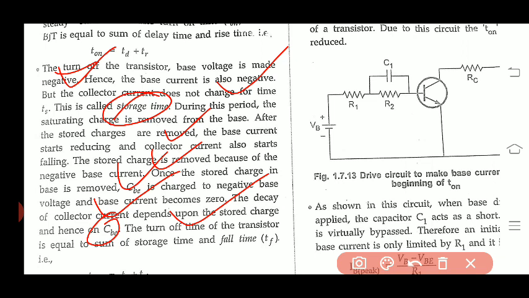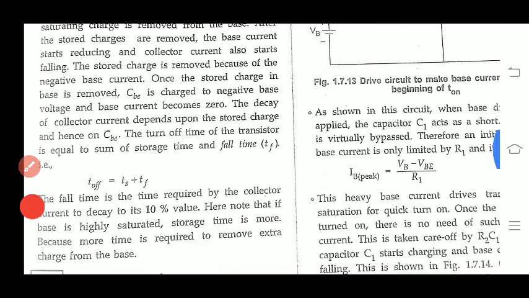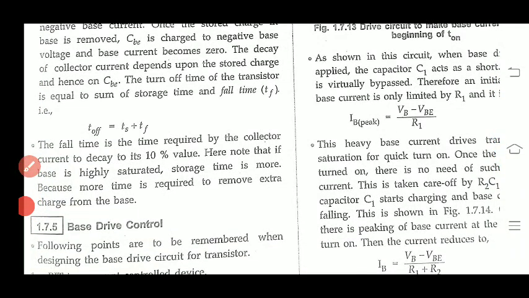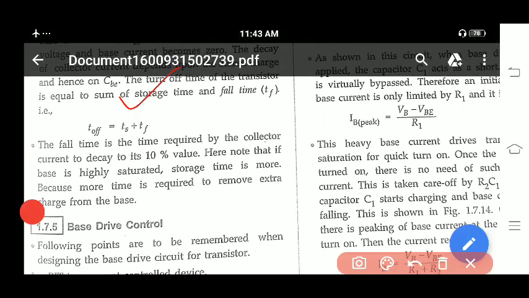Turn off time of the transistor is equal to the sum of storage time plus fall time. Fall time means the time required for this IC current to fall from 90% to 10%. 10% they have written as 0.1 IC. Storage time means the time required to remove that junction capacitance. Where do you have the junction? Base to emitter junction. This is the time required to remove this base to emitter junction capacitance, that is nothing but storage time. Next we got the fall time.